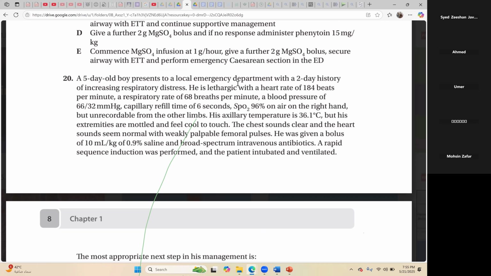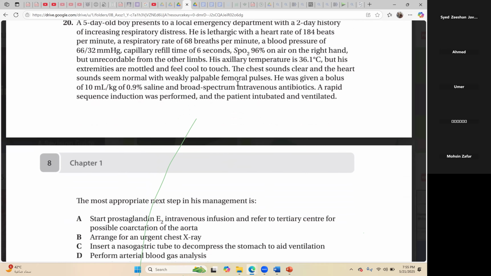The chest sounds clear and the heart sounds seem normal with weakly palpable femoral pulses. He was given a bolus of 10 ml per kg and broad spectrum antibiotic. A rapid sequence induction was performed and the patient intubated and ventilated.